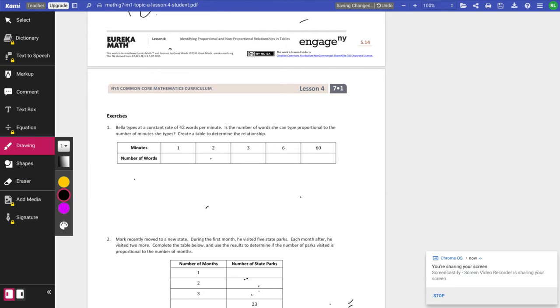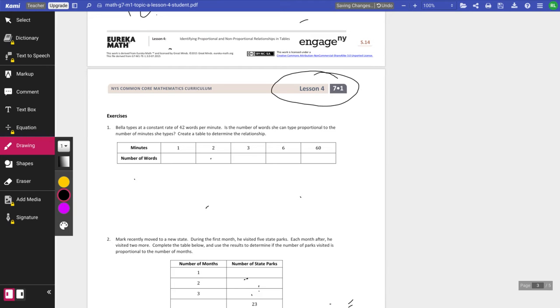So we are now looking at the exercises for lesson 4. And number 1 says Bella types at a constant rate of 42 words per minute. Okay, we got that word constant, so we know we're going to be proportional. Is the number of words she can type proportional to the number of minutes she types? Yes, it is. We know that because it is a constant rate.